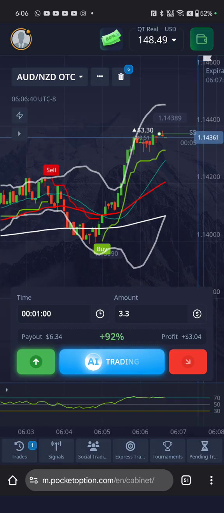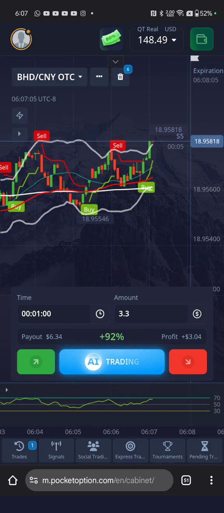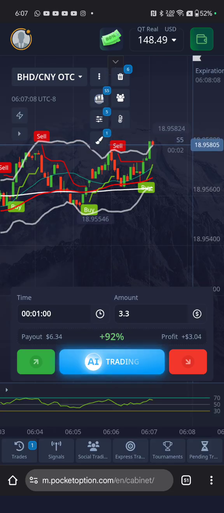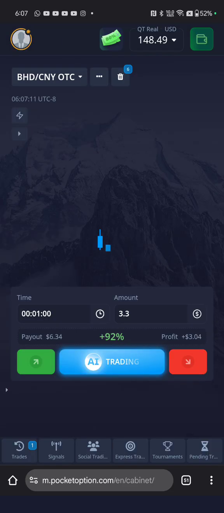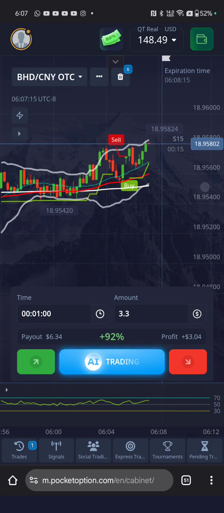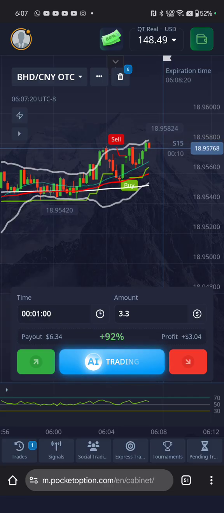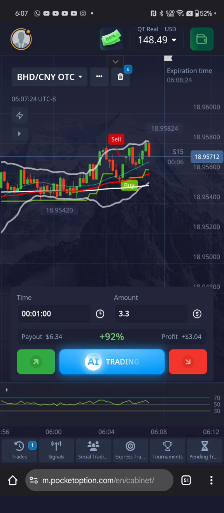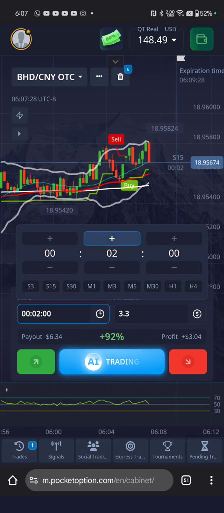I'll put it on pause while I find another trade. Okay, I found another trade. I want to look at it on the 15-second time frame. It's very promising, but I would have liked to have gotten in here, not where we're at. But because it's pointing upward strongly and the red price line just came down, I will get in for a 2-minute trade and for another $3.30.